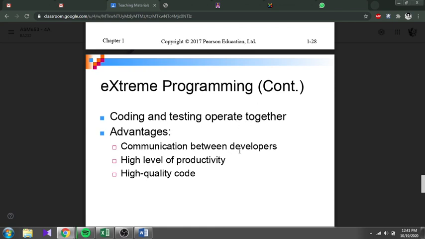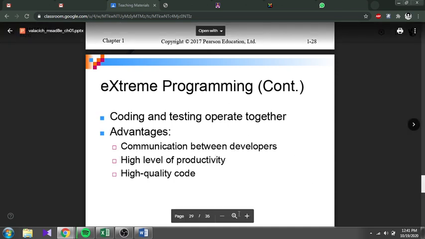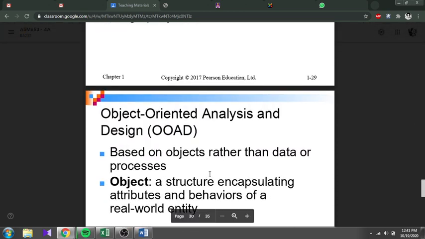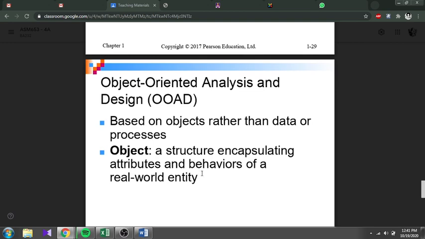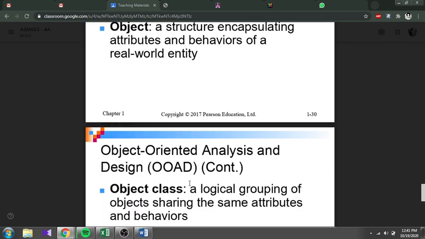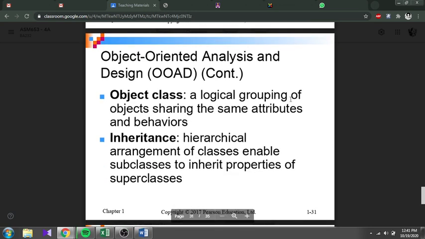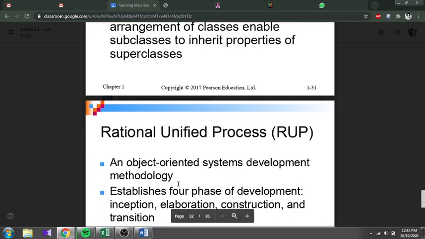Alright, advantages are communication between the developers, of course the computer programmers, and a high level of productivity and high quality code. The last one is object oriented analysis and design, OOAD, based on objects rather than data or process. An object is a structure encapsulating attributes and behaviors of a real world entity, while an object class is a logical grouping of objects sharing the same attributes and behaviors. Inheritance is a hierarchical arrangement of classes that enables subclasses to inherit properties of the superclasses.